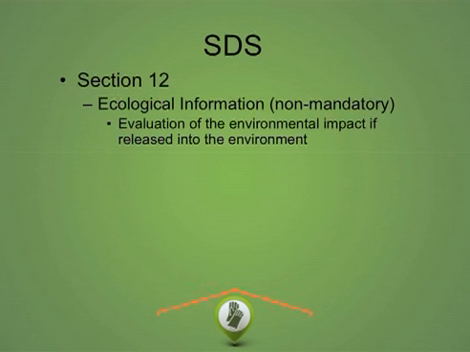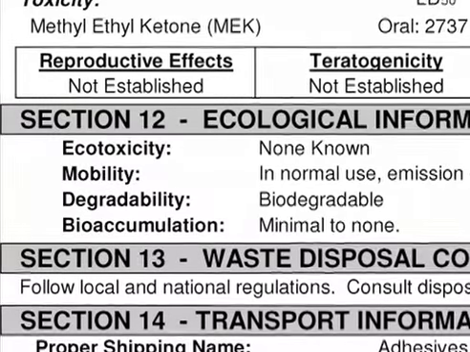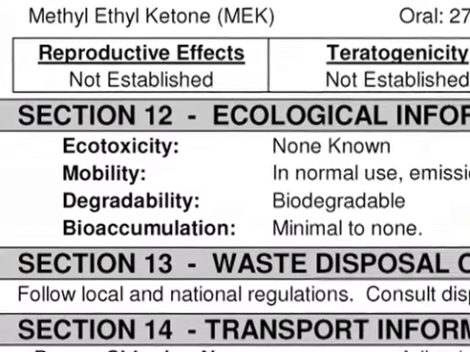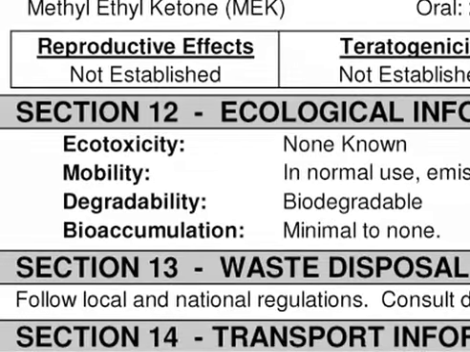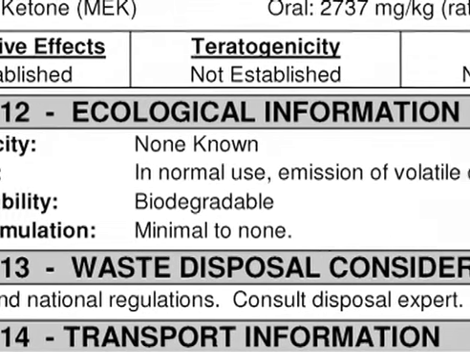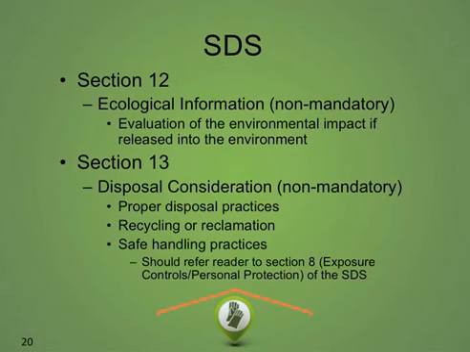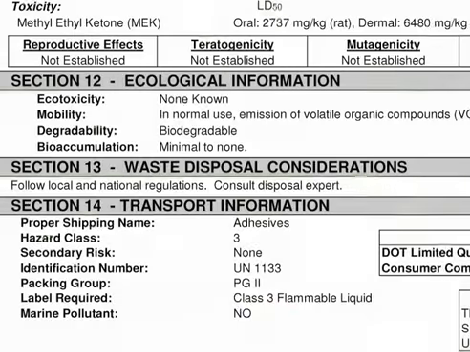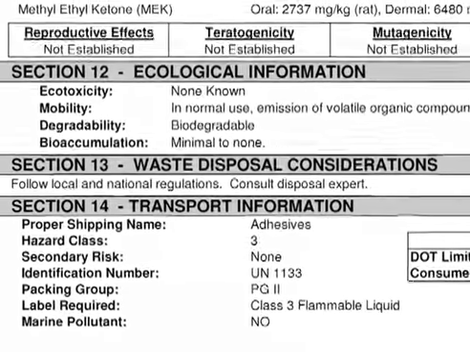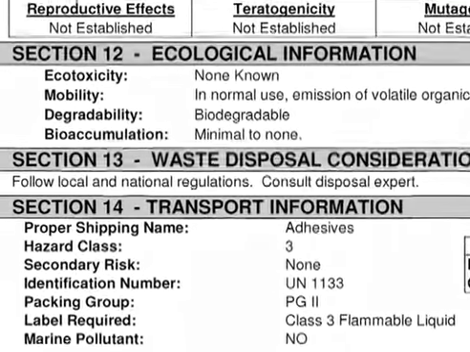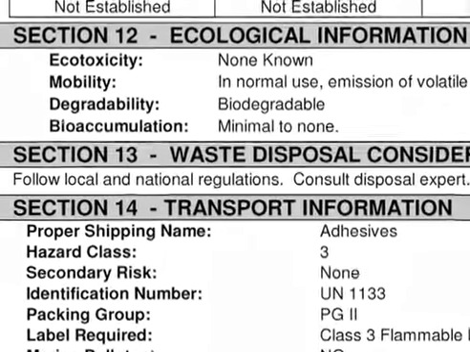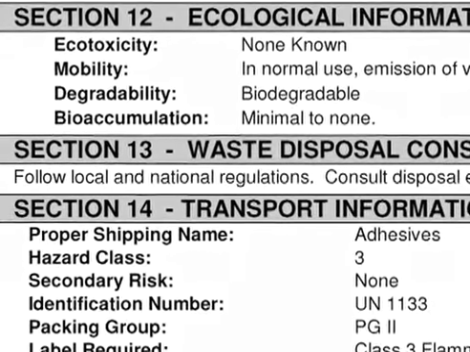Section 12, ecological information, provides data from toxicity tests performed on aquatic and/or terrestrial organisms, evaluating the environmental impact if the chemical were released into the environment. Section 13 is focused on disposal consideration and identifies proper disposal practices, recycling or reclamation information, and safe handling practices, which should refer the reader to Section 8 of the SDS.